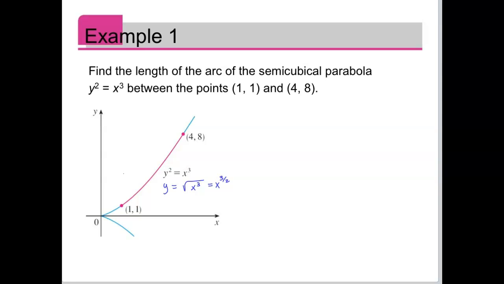All right, and so our arc length formula is the length equals the integral from a to b of root f prime of x squared plus 1 dx.